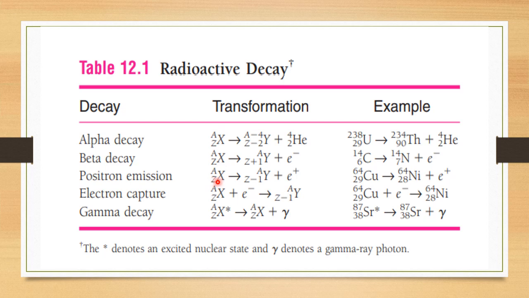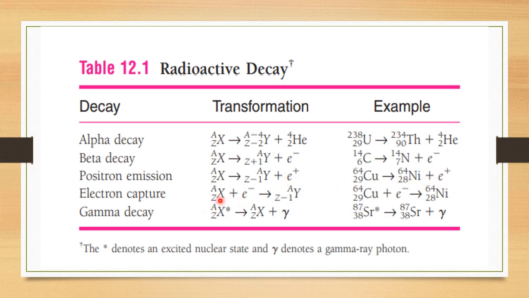Next is positron emission. Here the parent nucleus is changed into another nucleus Y with a decrease in atomic number, with the emission of a positron. A positron is a positively charged electron. So the charge of the positron is plus e. Okay. Here is an example.